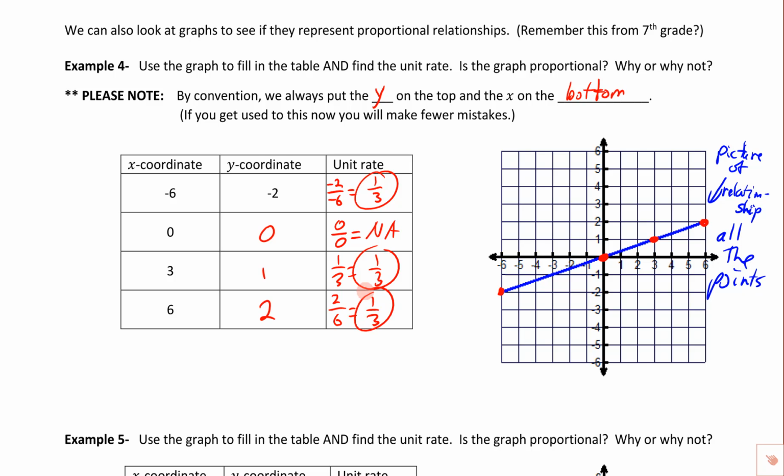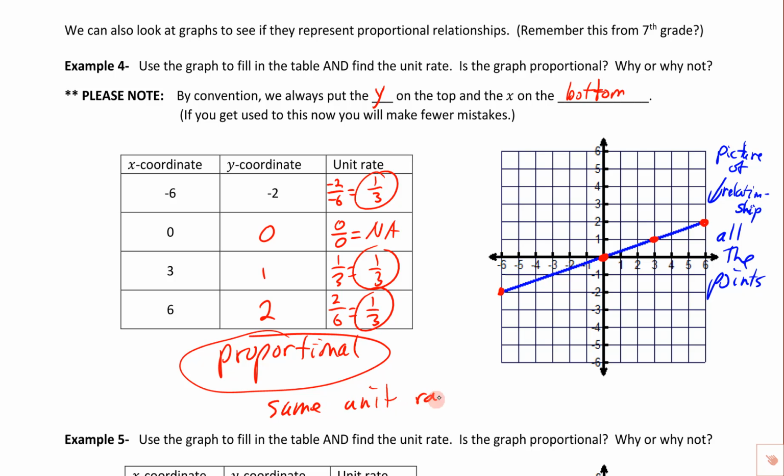So again, the question here is, is the graph proportional or not? So we're going to say proportional. We could abbreviate that with prop or something like that, but we're going to write proportional, and we're going to say same unit rate. Okay, that's the reason why. So we've got all of our work here. We've stated that it's proportional and that we have the same unit rate, and that's why.